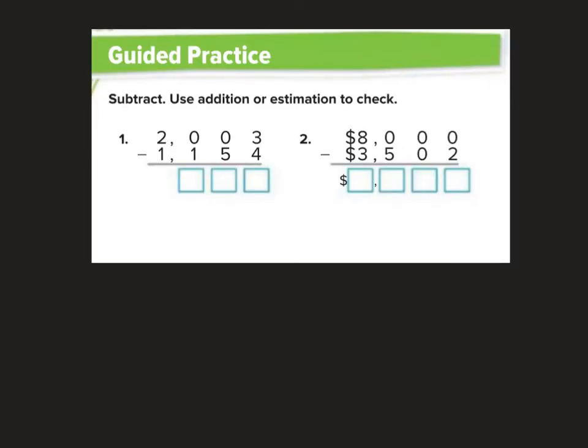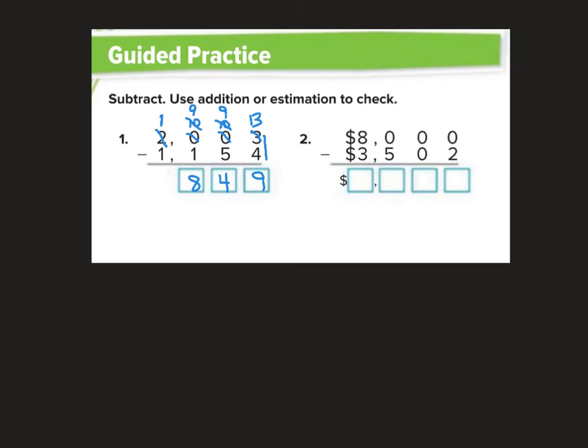Now let's do a little bit of guided practice here. 3 minus 4, I can't do it. Let's go next door and get 10 more. Oh, look at that, 2 zeros in a row. So I have to go all the way over to the thousands place. Ungroup. And now I have 10 hundreds. Ungroup my 10 hundreds. Now I have 9 here and 10 here. Ungroup my 10 tens to give me 13 ones. 13 minus 4 is 9. 9 minus 5 is 4. 9 minus 1 is 8. And 1 minus 1 is 0.